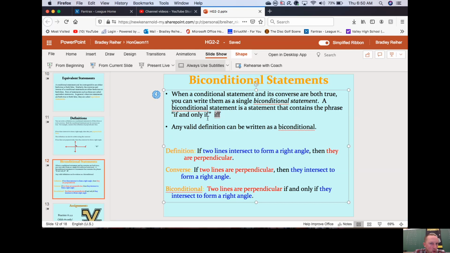To abbreviate if and only if, we write the word if with an extra F. So when you see that, it's not a typo. That means if and only if.